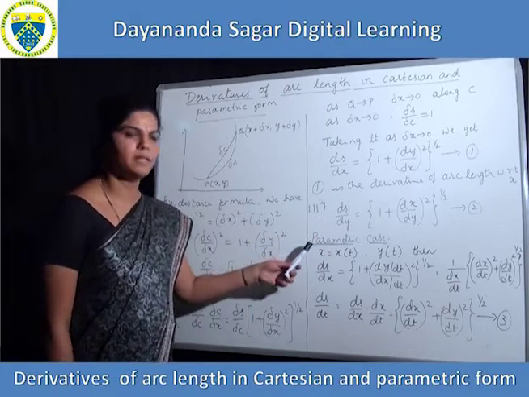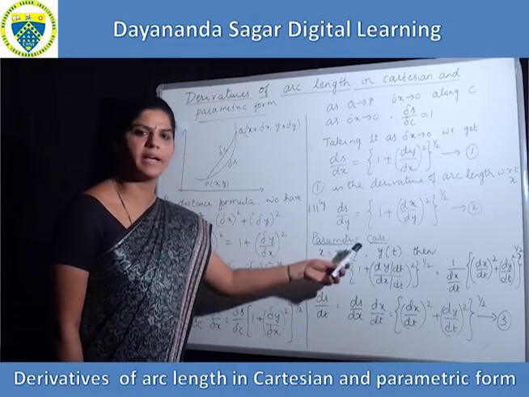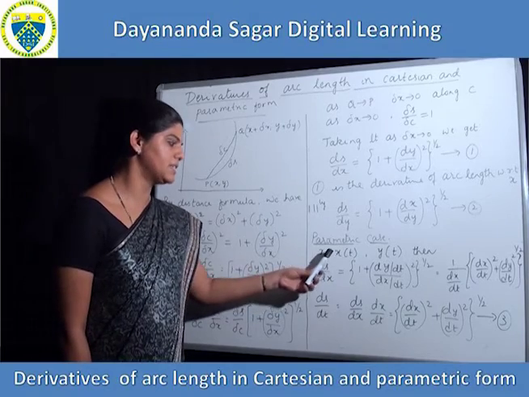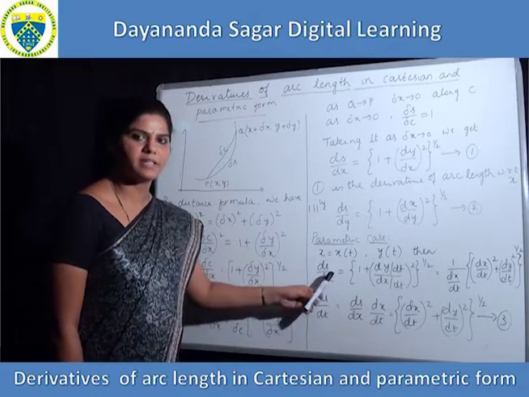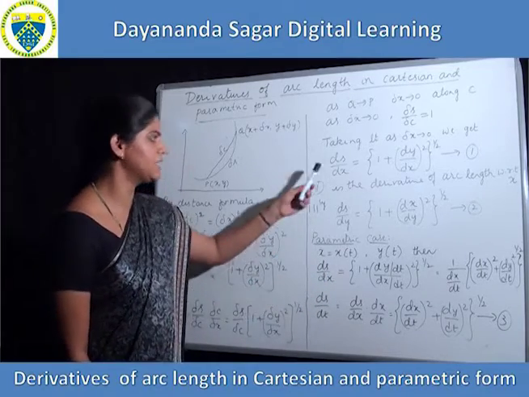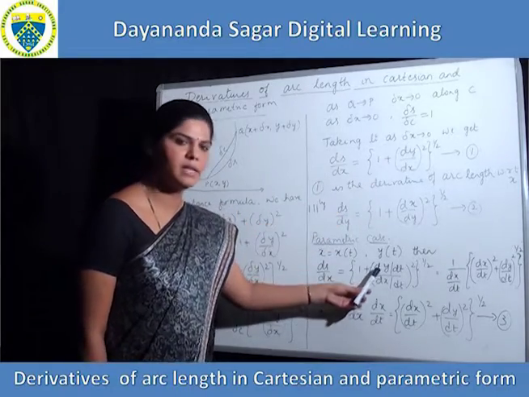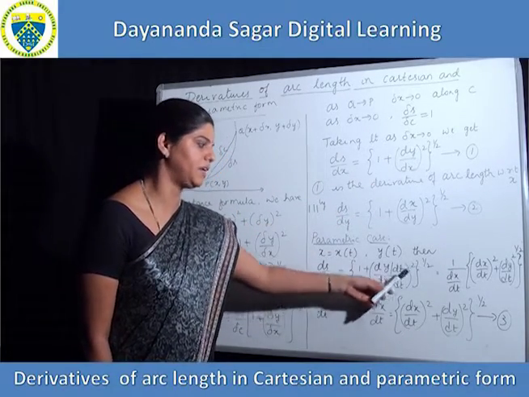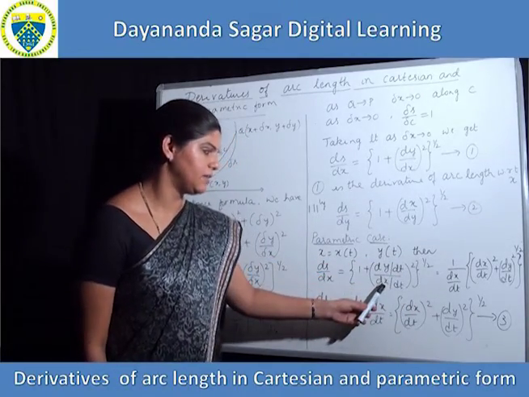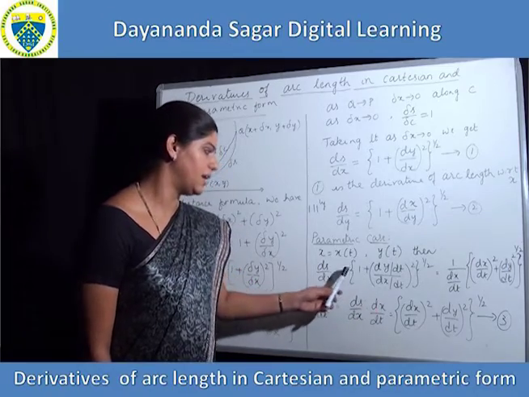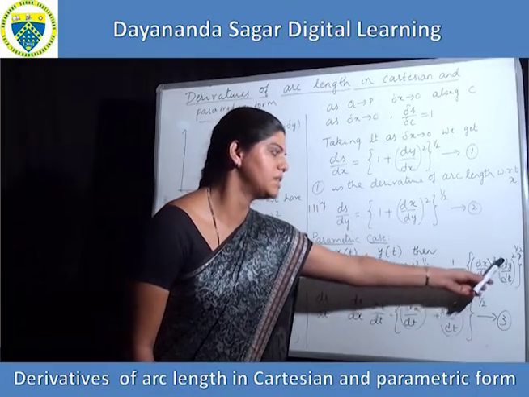Now let us consider the curve to be a parametric curve with a parameter t, that is, x and y as functions of t. So let us consider x equal to x of t and y equal to y of t. Then ds by dx, from expression 1, I can write as (1 plus (dy by dt divided by dx by dt) whole square) whole to the power half. Taking the LCM dx by dt, I get 1 by dx by dt into ((dx by dt) whole square plus (dy by dt) whole square) to the power half.